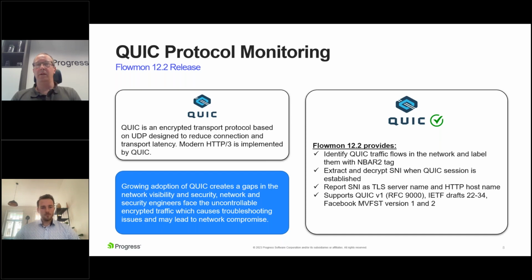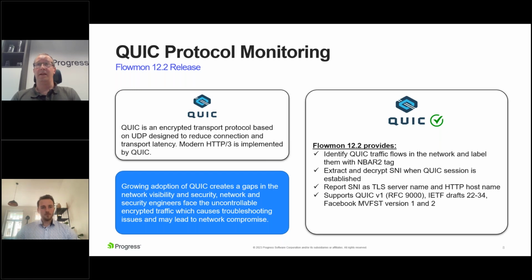We were working on this capability for some time already. So when this protocol was standardized for the first time, I believe it was in the autumn of last year, we were already ahead and ready with this functionality. So now in Flowmon 12.2, our probe is actually able to recognize that this is a traffic flow in the network using QUIC, and it's able to label that traffic with nbar application tag.